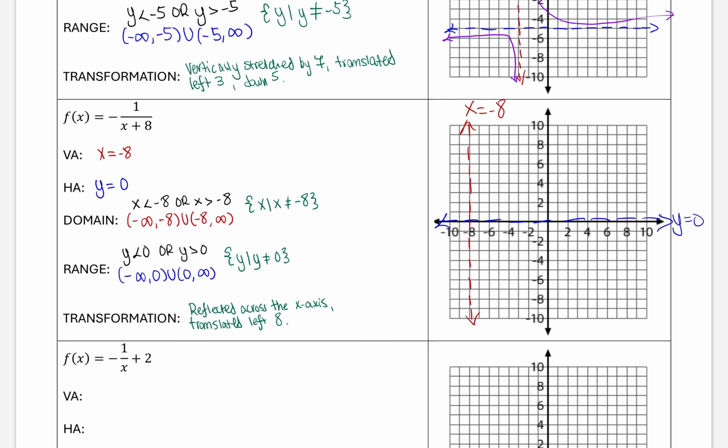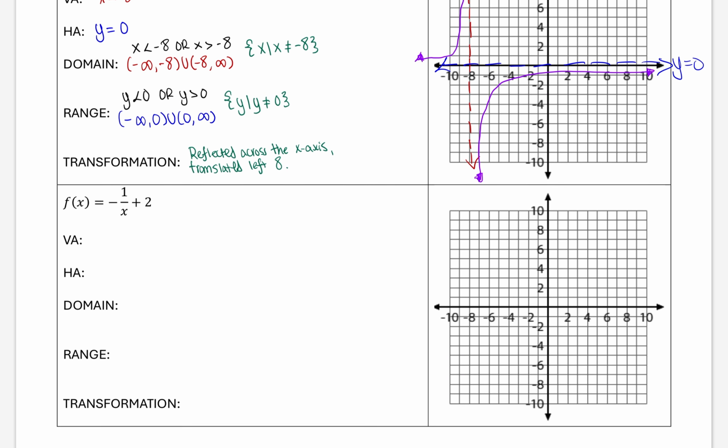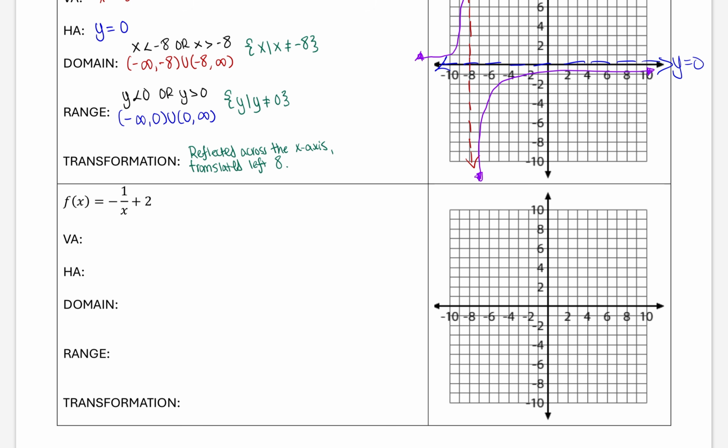Okay, and from there, we notice that this is a negative rational function. We have a reflection across the x-axis, so we should have our hyperbolas in quadrant number 2, like this, and quadrant number 4, like this.